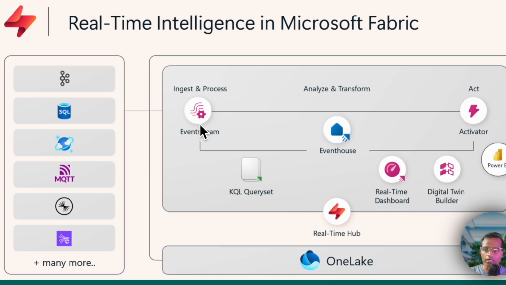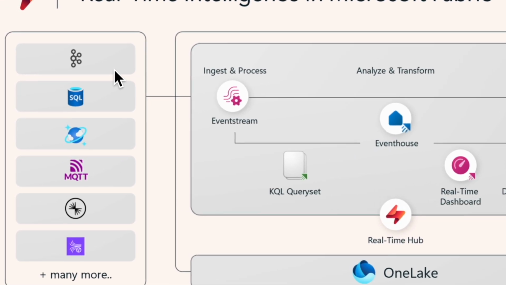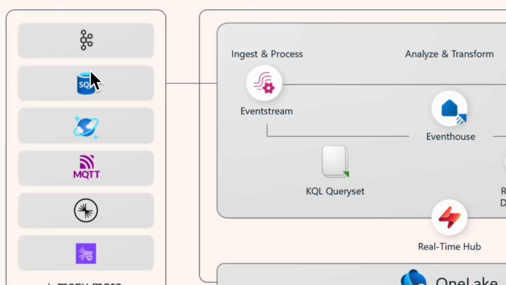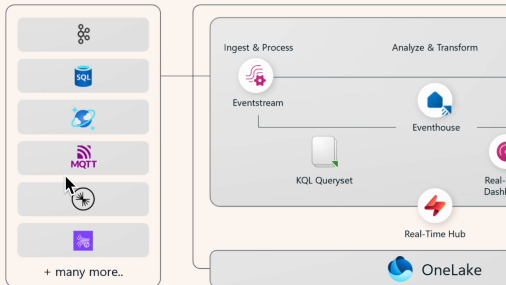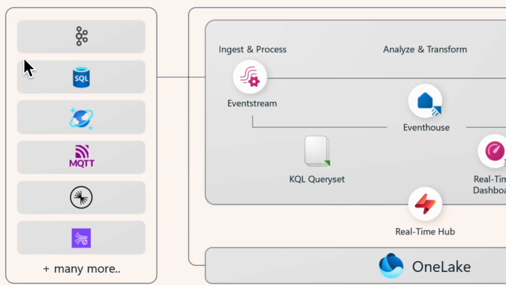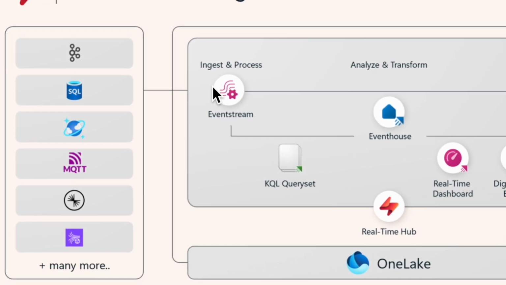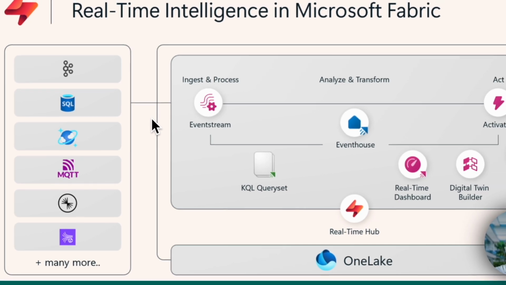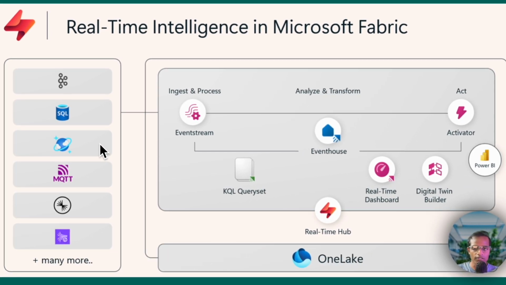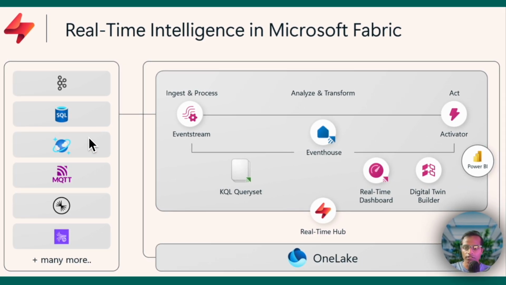Fabric supports a variety of sources for real-time data. For example, we could see Kafka topics, SQL databases, Cosmos DB, MQTT brokers, even multi-cloud data sources as well. These are where our streaming events are coming from. Think of IoT sensor data or application logs or social media feeds. All the different streaming events are coming from these sources.